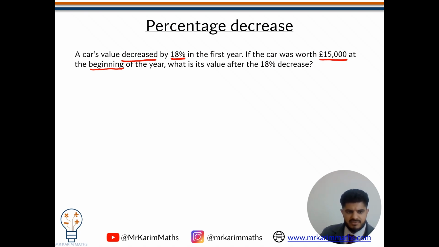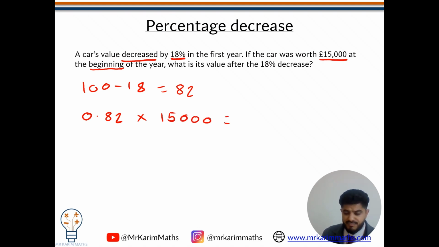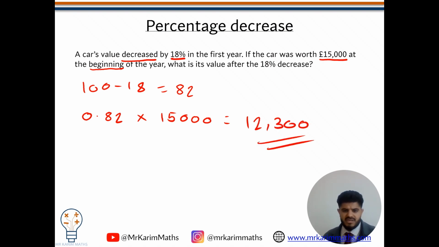So again, 18%, so 100 minus 18. Now, there will come a time where you won't even need to write this step. So 100 minus 18 gives us 82. So that's the new percent of the car. So divide that by 100 gives us 0.82. Multiply that by what the value was at the start, which is 15,000. Press equals. And there you go. Bob's your uncle, as they say. So 12,300. And there you go. You've worked it out in one line.